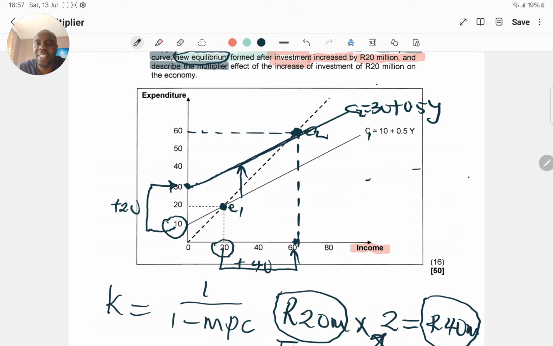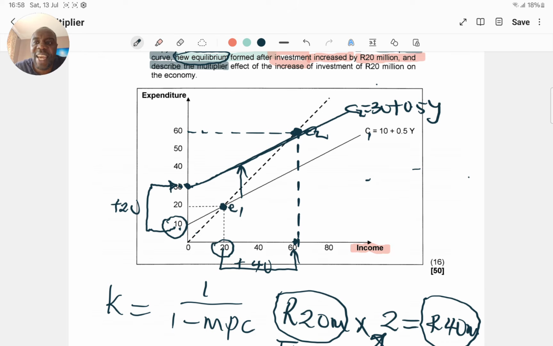Now, if you look at the definition of the multiplier, a small change in spending, so we are looking at 10 to 30, brings about a more than proportionate change in income, which is from 20 to 60. That means I have managed to explain to the examiner the multiplier principle using a graph. Even if you measure the distance from 10 to 30, and compare it with the distance from 20 to 60, you are going to see that this one is much bigger. That is exactly what the multiplier means from a graphical perspective.